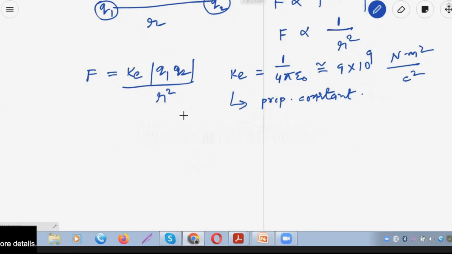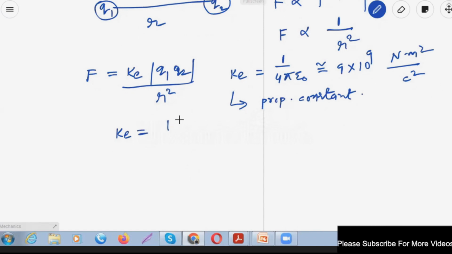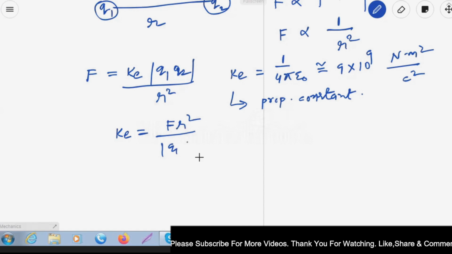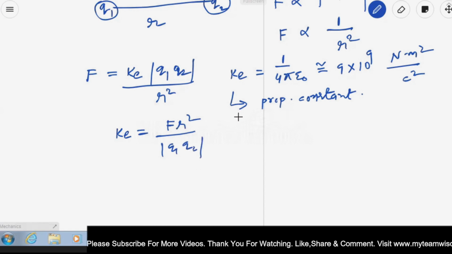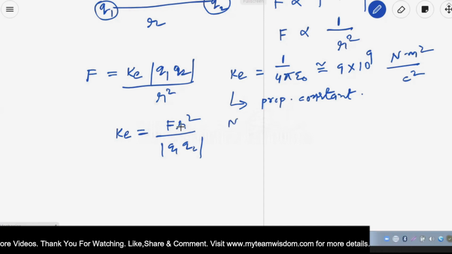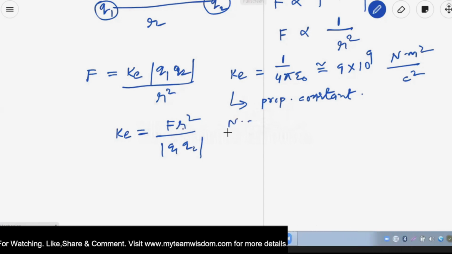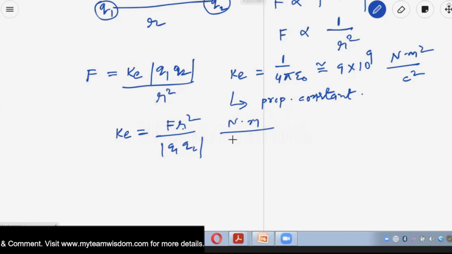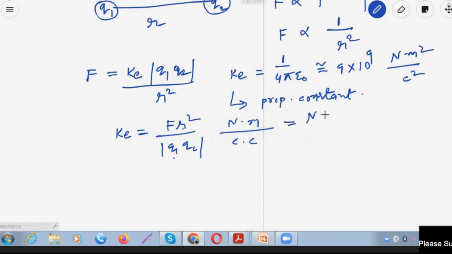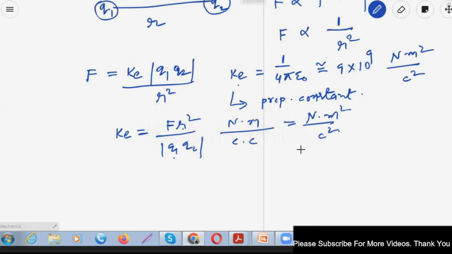Then how do we remember? So Ke is equal to, if you write the subject like this, F into R squared by the magnitude of Q1 and Q2, right? Am I correct? So what is the unit of force? Force unit is Newton, distance unit is meter, and each charge unit is Coulomb. So Newton meter squared by Coulomb squared is the unit for this Ke.